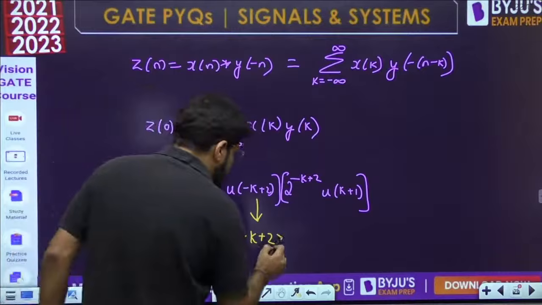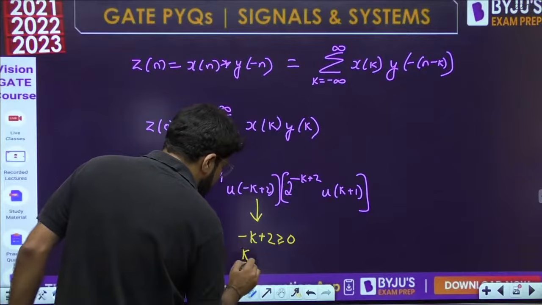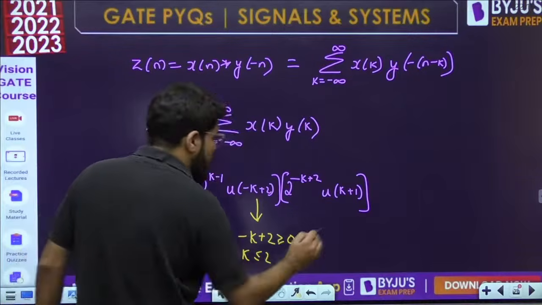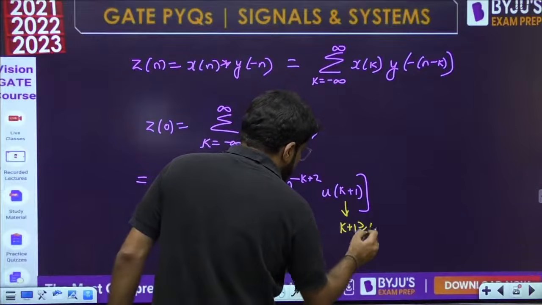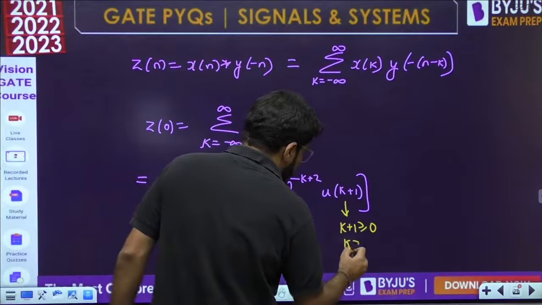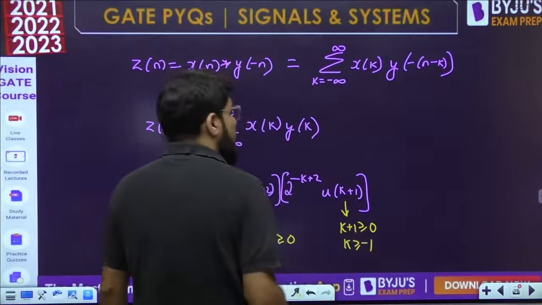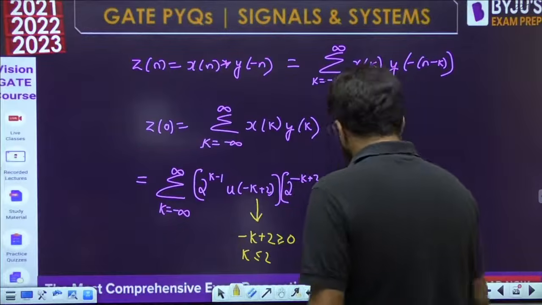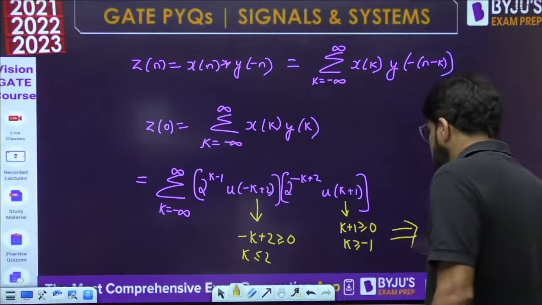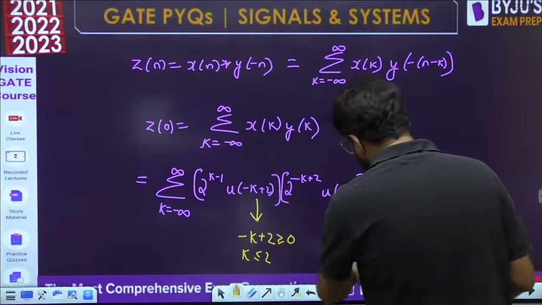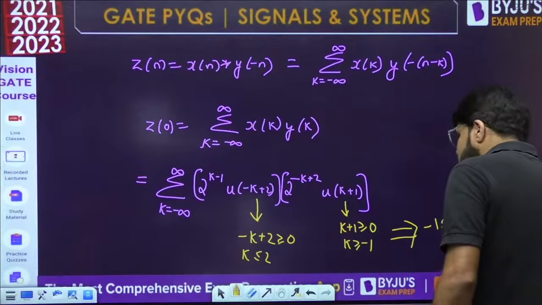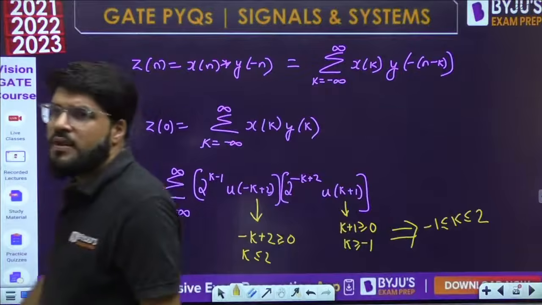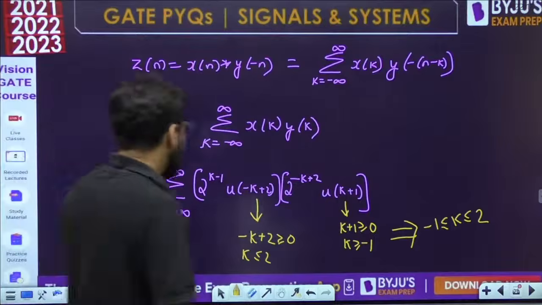Minus k plus 2 should be greater than or equal to 0, that means k should be less than or equal to 2. But according to the second unit step, k plus 1 greater than or equal to 0, so k is greater than or equal to minus 1. If you combine these two, k is between minus 1 and 2, both inclusive.